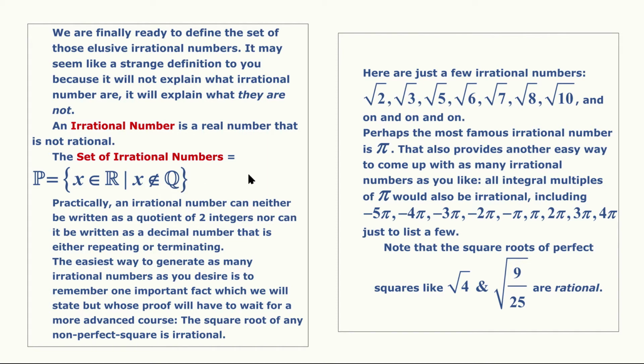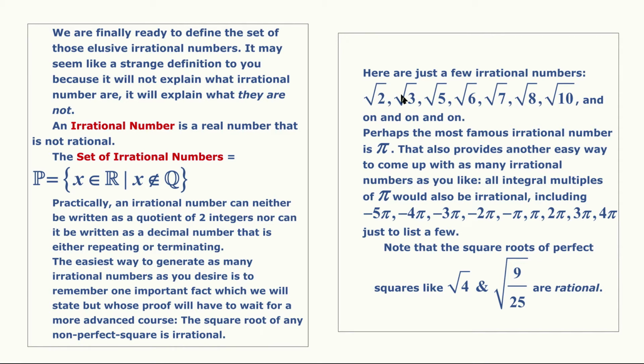Now, practically speaking, an irrational number can neither be written as a quotient of two integers, nor can it be written as a decimal number that is either repeating or terminating. The easiest way to generate as many irrational numbers as you desire is to remember one important fact, which we will state, but whose proof lies beyond the scope of this course. But we will accept that as fact. And the fact is that the square root of any non-perfect square is irrational.